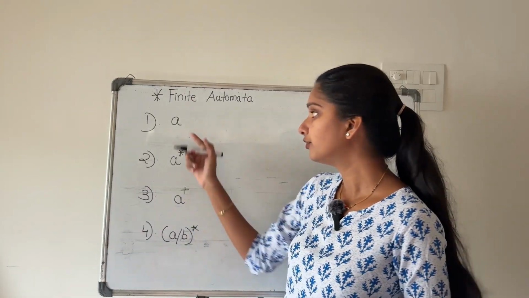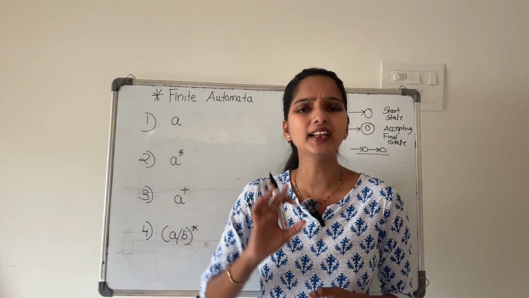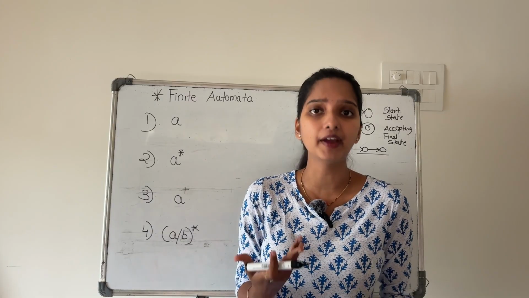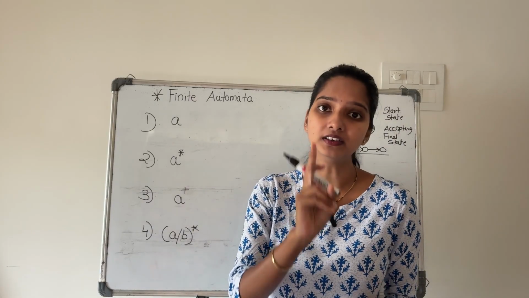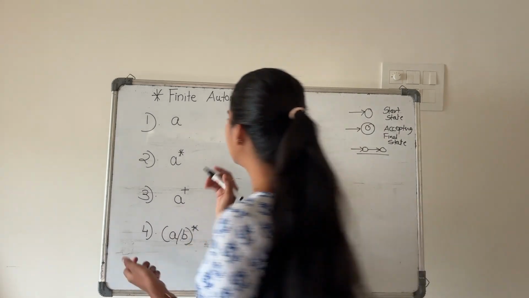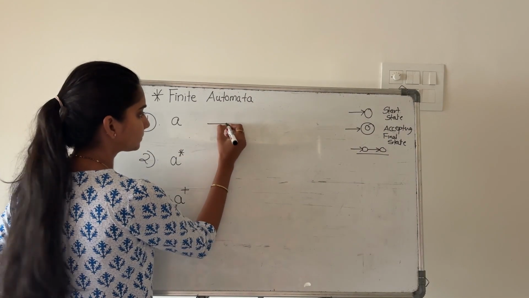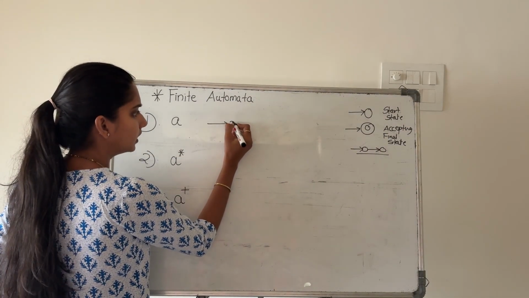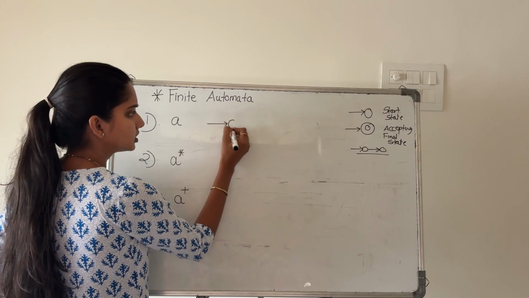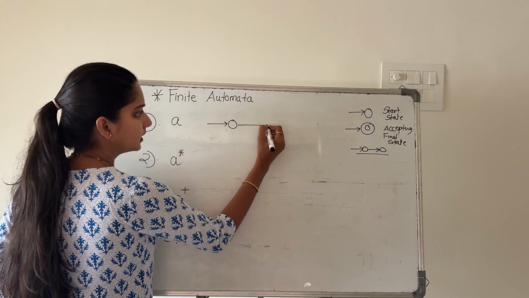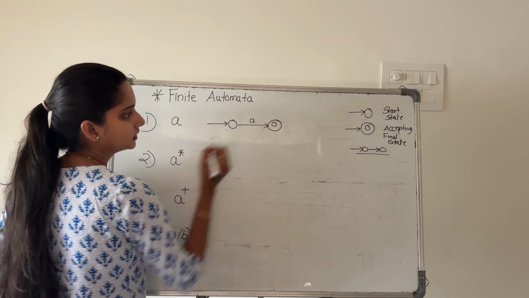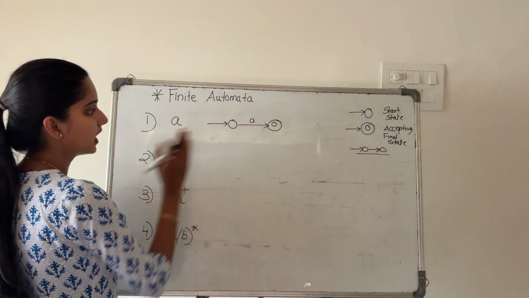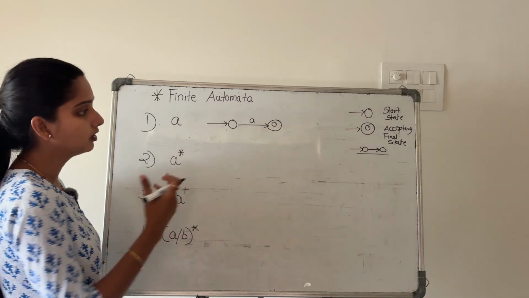Starting with the first expression, if it is a single A or any other alphabet, how to draw a finite automata. It's a single A, right? It should accept a single A. In that case, it is going to have a start state, and it is going to accept a single A. This is how we are going to draw your finite automata.